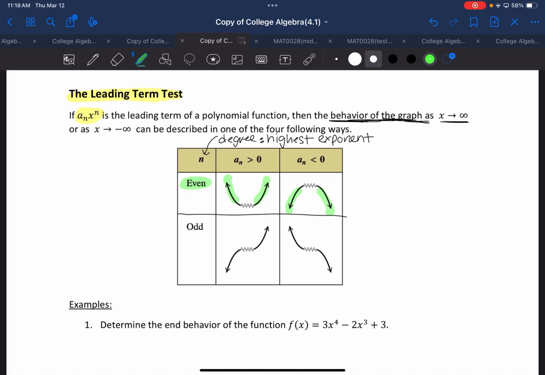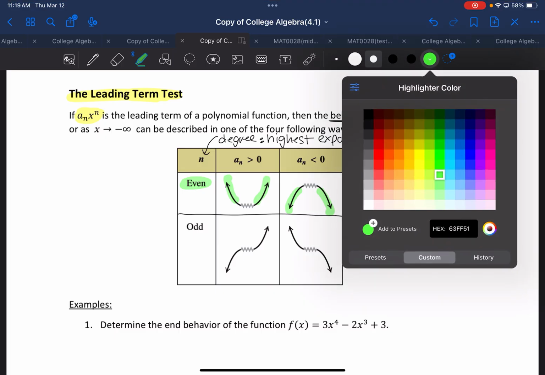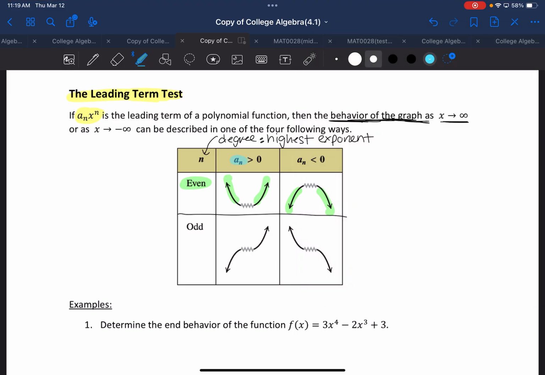So it'll be pointing up and smiling if a sub n, which is the leading coefficient, the number, is positive. We learned that about the quadratic: if a was positive, it was pointing up. So that is the leading coefficient. If it's positive and the exponent is even, like x squared, then they're both pointing up. If it's negative, then they're both pointing down. It's frowning.